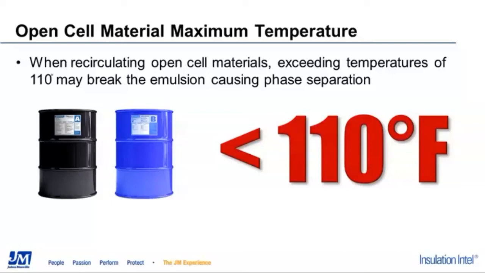And emulsions can be broken with heat. We've all seen this. We may not realize it, but if you take butter and stick it in the microwave for just a moment too long and you overheat it, butter is an emulsion. It's made up of oil and water. The two don't actually like each other. And if you microwave it for a moment too long, you'll end up getting back out layers of oil and water. So this same thing can happen in your B-side open cell drum. Let's just be careful that we're not recirculating at temperatures above 110.